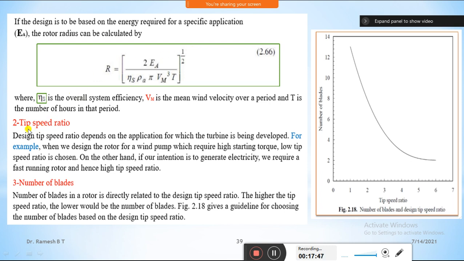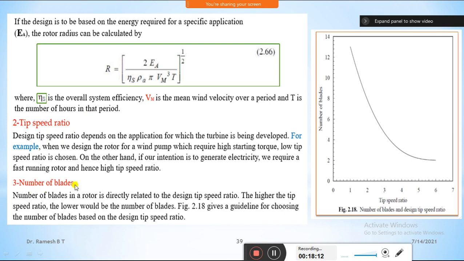Okay, and the next consideration is tip speed ratio. This we already discussed in our previous class. The tip speed ratio is the ratio of V_tip to V, where V_tip means the speed of the rotor tip, and V is the free wind speed. That gives the tip speed ratio.